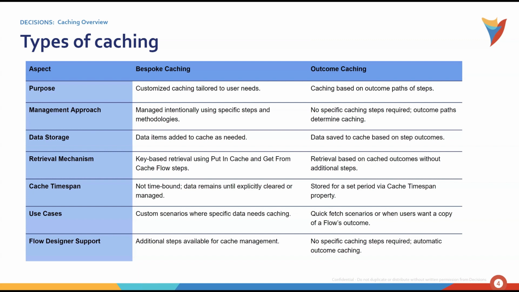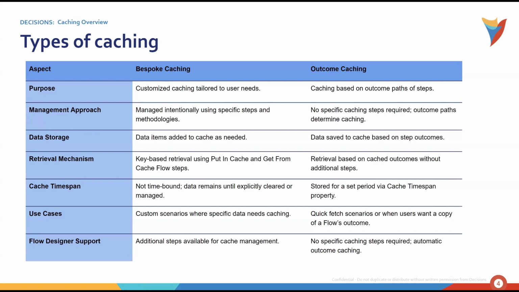Bespoke caching tailors the data caching experience to meet the unique requirements of users. It involves a deliberate strategy of managing bespoke data caches, where the data items are added to the cache following specific steps and methodologies at the moment they are needed by the user. Basically, this approach employs a strategic save and fetch pattern that makes intentional use of the cache for optimal efficiency. The user can interact with the system to ensure that the data they need is available on demand, precisely whenever they need it.